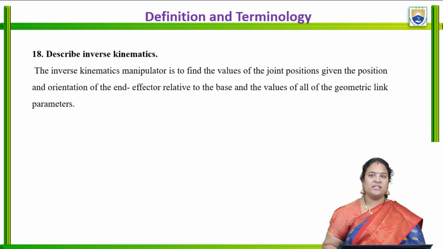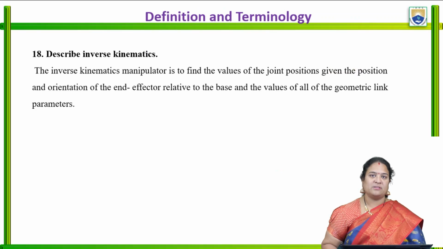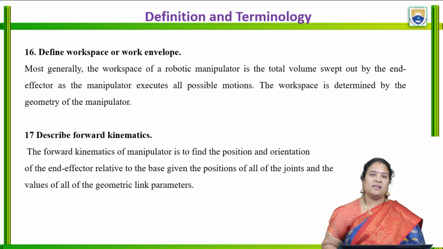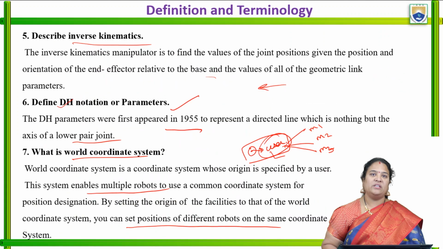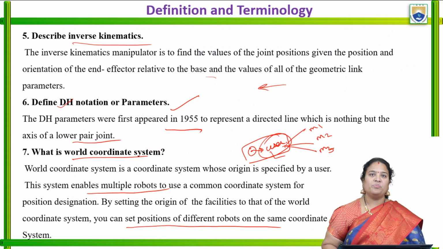Right, based on the values of all of the geometric link parameters, the inverse kinematics will be determined, or we can also call it reverse kinematics. These are the references which we have gone through. So in today's class, we have learnt about the definition and terminology of rotation matrix, kinematics of the robot, inverse kinematics, DH parameter and rotation.